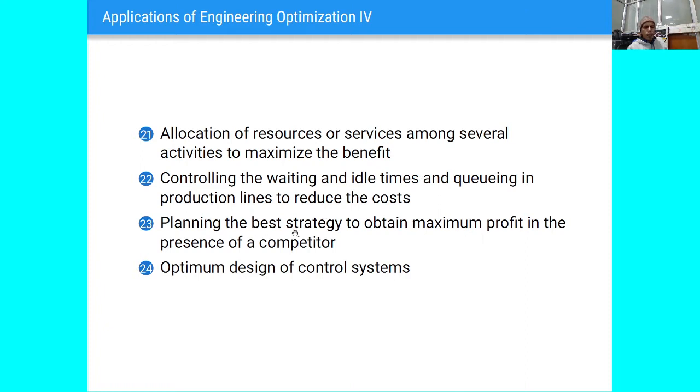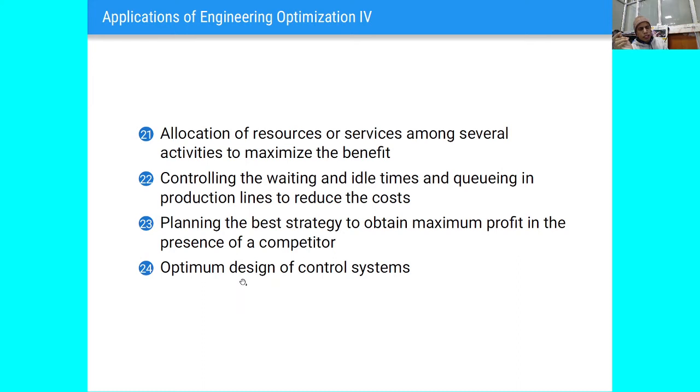Then we have planning the best strategies to obtain maximum profit in the presence of a competitor. Planning means there are two competitors like Zomato and Swiggy. There is competition between the two competitors, on who can provide the services at the least cost and also maximize their profit. So this kind of planning can be done using optimization techniques.